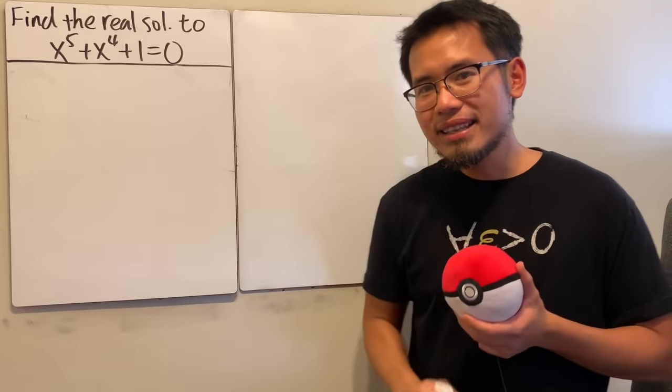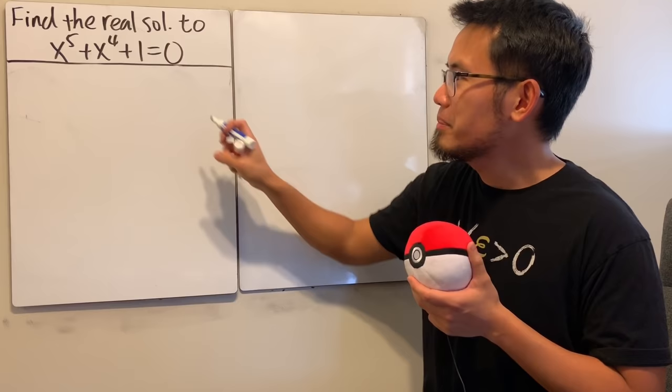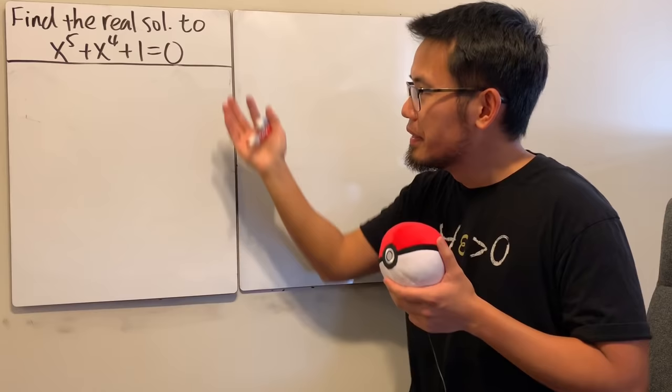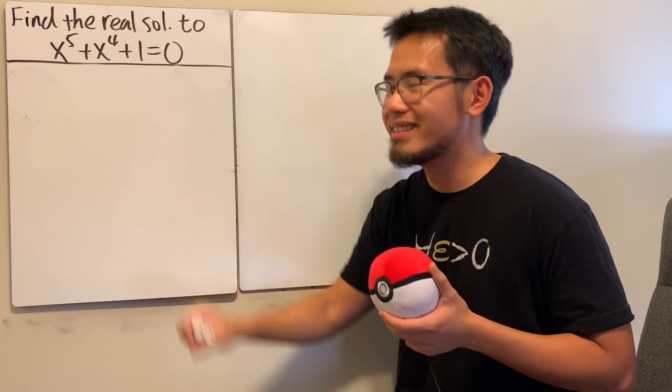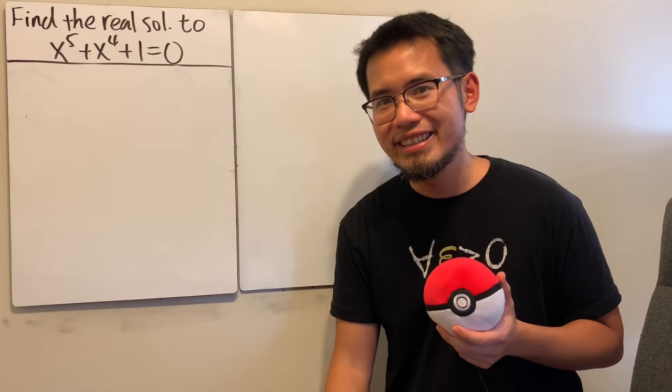More about them later. We are gonna solve my first quintic equation that's not easy to factor. Namely, x to the fifth power plus x to the fourth power plus 1 equals 0. This is not easy to factor because 1 and negative 1 are not solutions. The truth is, this only has one real solution, and that's the only one we're trying to get, right? Another truth is that, unfortunately, we do not have a formula to solve a general quintic equation.